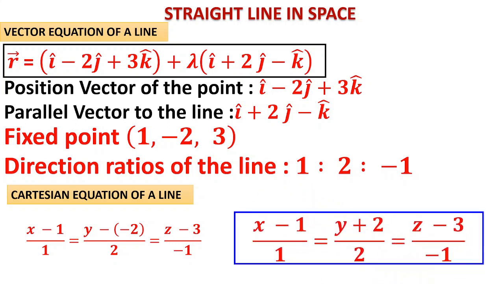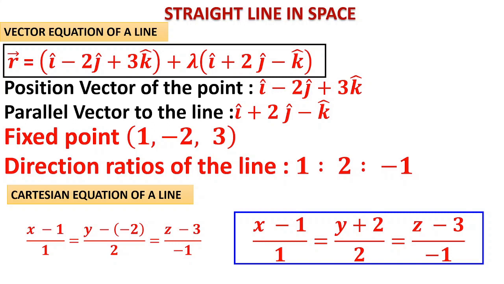Or you can write like this. But remember, this equation which we are talking about, x minus 1 by 1 is equal to y plus 2 by 2 is equal to z minus 3 by minus 1, is called the standard form of the equation of a line in Cartesian form. Now you can think about the other way also.